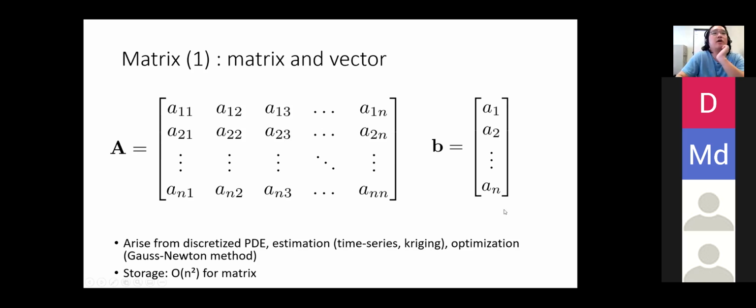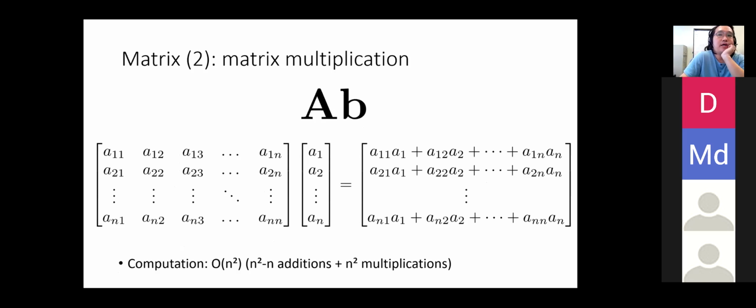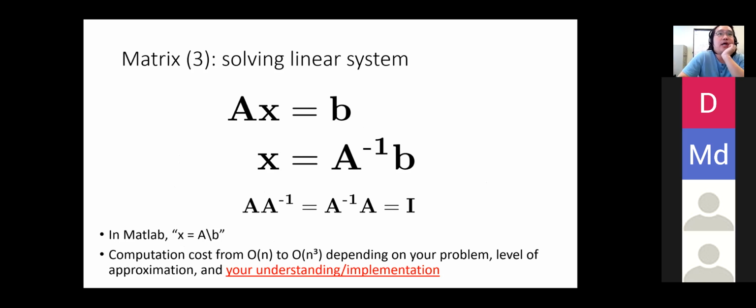Usually this kind of approach requires storage of order n squared. This is an n by n matrix, so n squared numbers must be saved on your hard disk or any kind of storage device. Multiplication, like A times B, also requires n squared additions and multiplications. So the basic operation has n squared scalability, and this is the core algorithm.